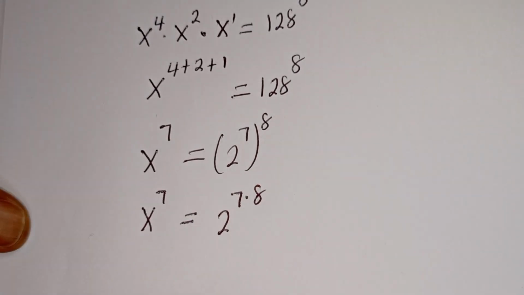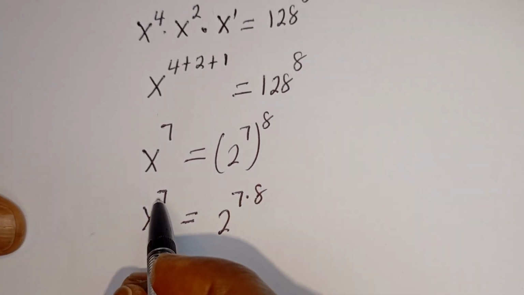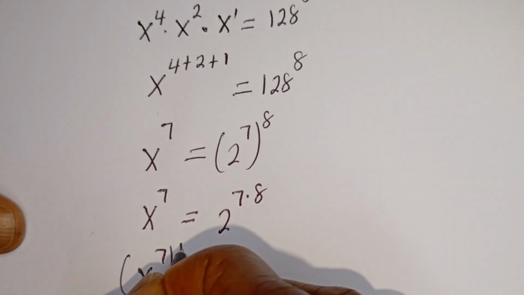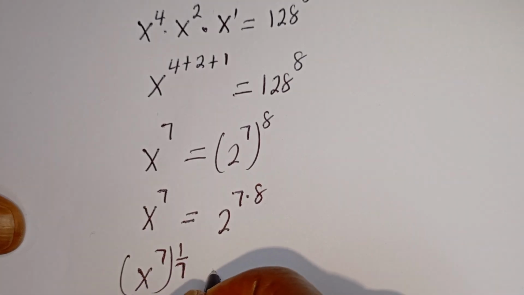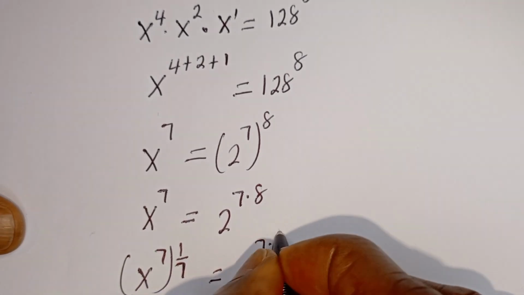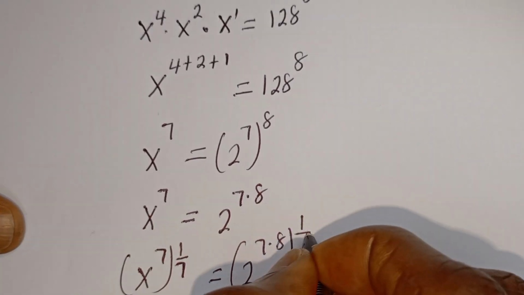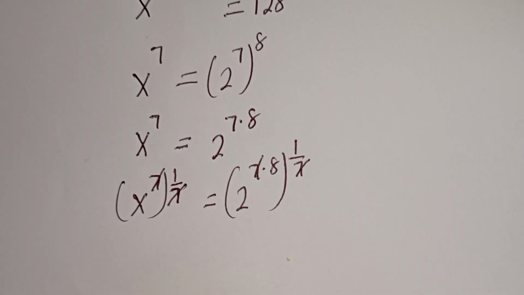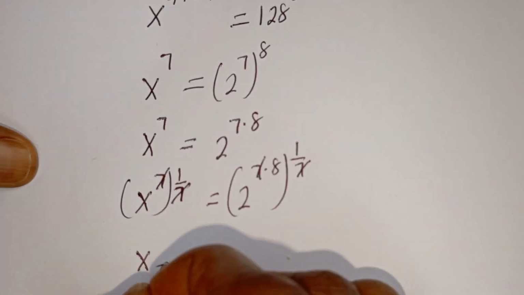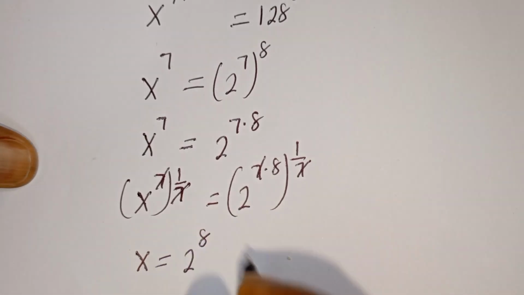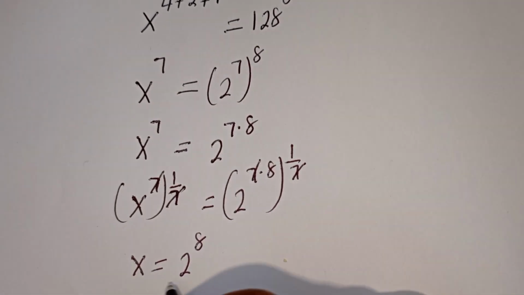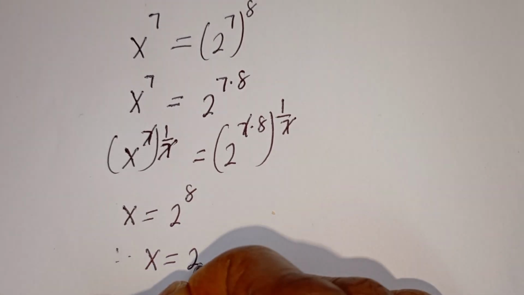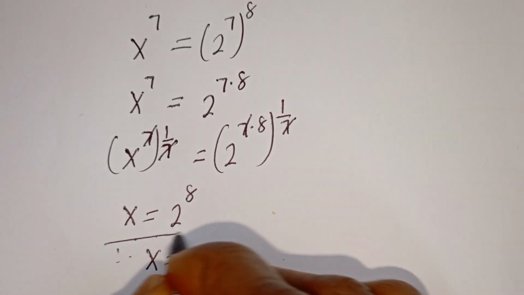Now we are looking for the value of s. We can multiply the exponent of both sides by 1 over 7. S to the power of 7 to the power of 1 over 7 is equal to 2 to the power of 7 multiplied by 8, to the power of 1 over 7. This will cancel this. This will cancel this. S is equal to 2 to the power of 8. Therefore, s is equal to 256. This is the final answer.